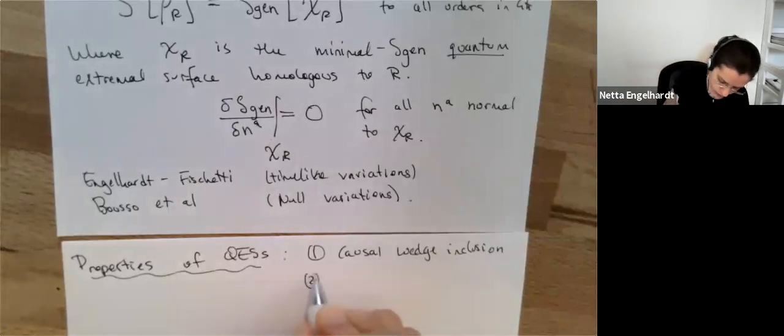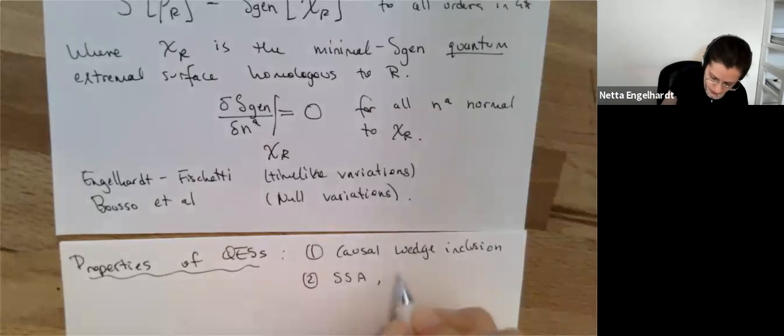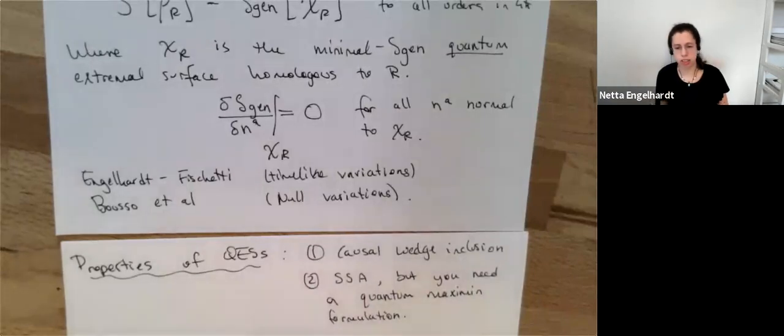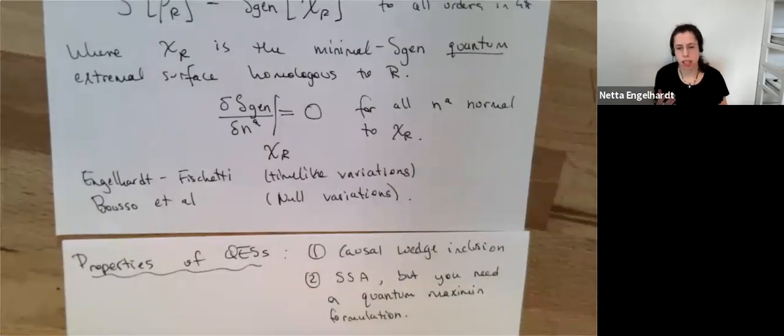Now you can also prove strong subadditivity, but for this you need a quantum maximin formulation, which does exist. So this is something that you can formulate, and then strong subadditivity works in the same way, except instead of just adding and subtracting areas, now you also need to add and subtract entropies. And in order to prove strong subadditivity for the generalized entropy, you have to use strong subadditivity of the bulk quantum fields, so that the bulk von Neumann entropy also satisfies strong subadditivity.